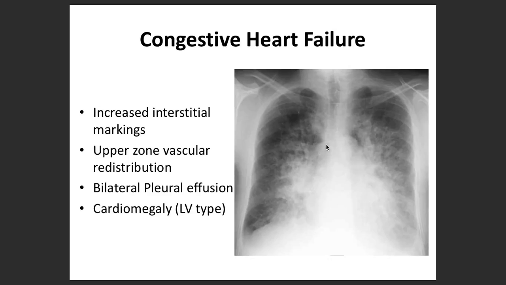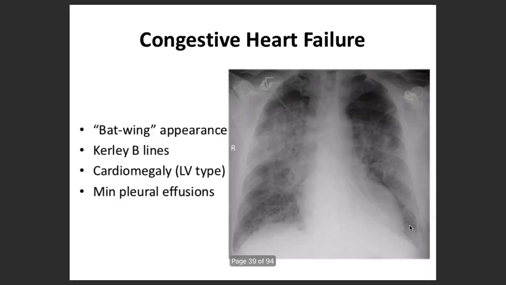So this is what is called a classical congestive heart failure X-ray. Why? Because you can see the increased interstitial markings, and the upper zone vascular redistribution is seen as well. Similarly, if you look carefully, there is bilateral pleural effusion with cardiomegaly, and the cardiomegaly is of LV type, because there is an obtuse cardiophrenic angle, and it also tends to merge almost with the diaphragm.